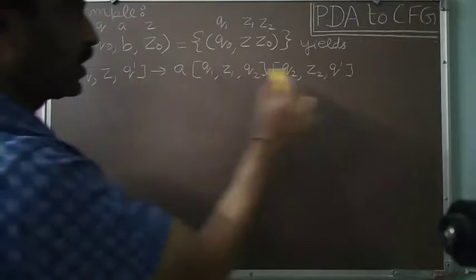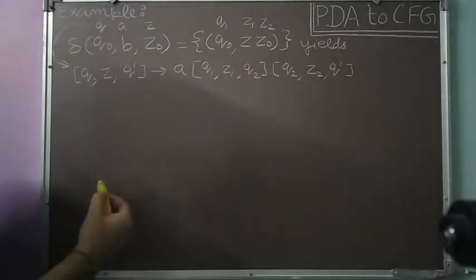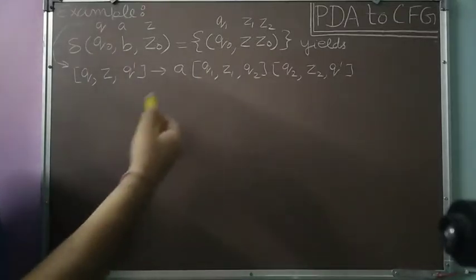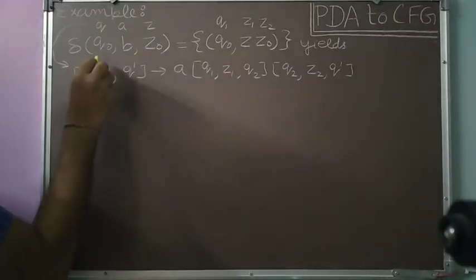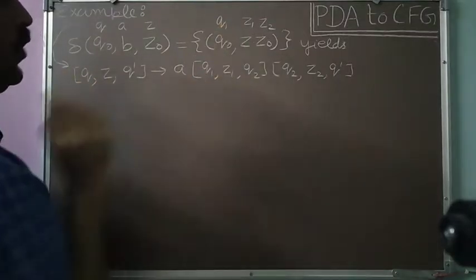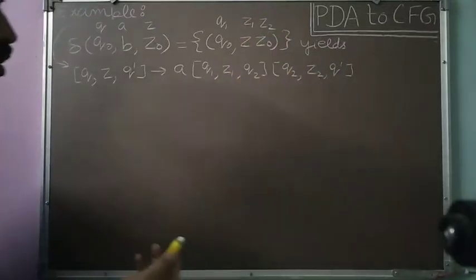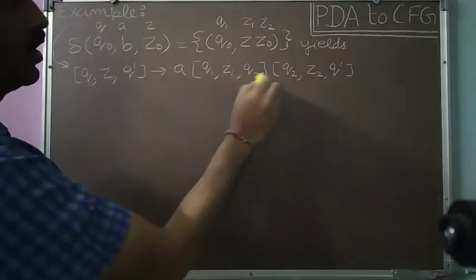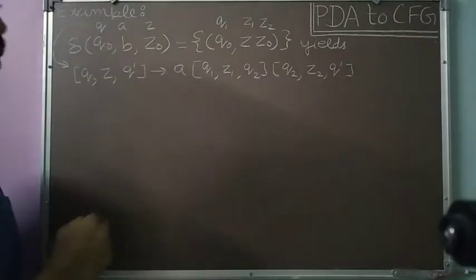I have first written this format. Now as per this format, I will fill in the values of the unknowns and find the productions which will be there in the grammar. Here q and Z are fixed, q1 is also fixed, and Z1 and Z2 are also fixed. The unknowns here are q' and q2. So these two are unknowns, and what values may q' and q2 have?